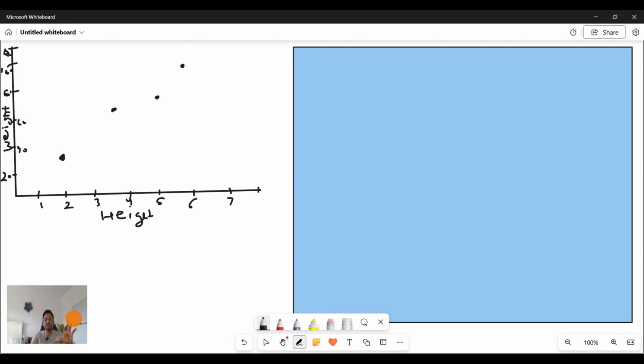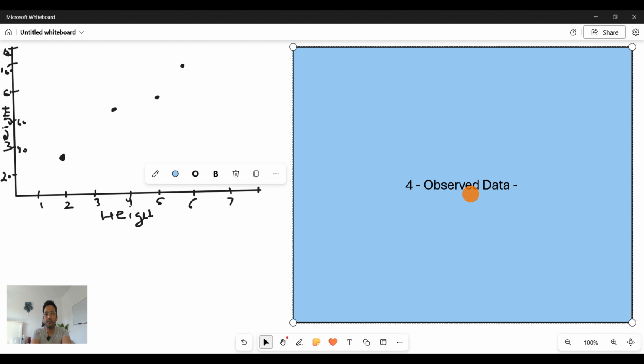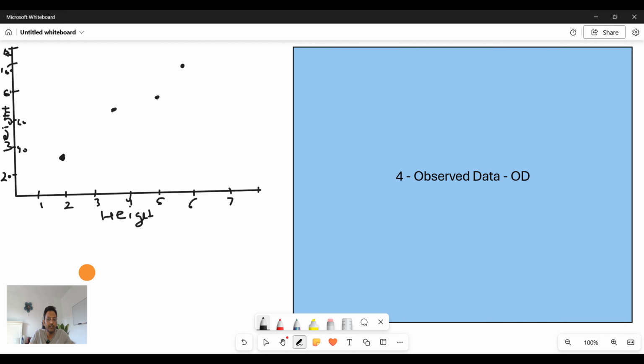So you have this data in front of you. You know that I have these 4 points which we have observed. So we call it observed data point, and let's say we will call them OD. Now, if I ask you to give me the weight for a person whose height is 3 feet, or maybe 4.5 feet, or maybe 5.5, what will you do?